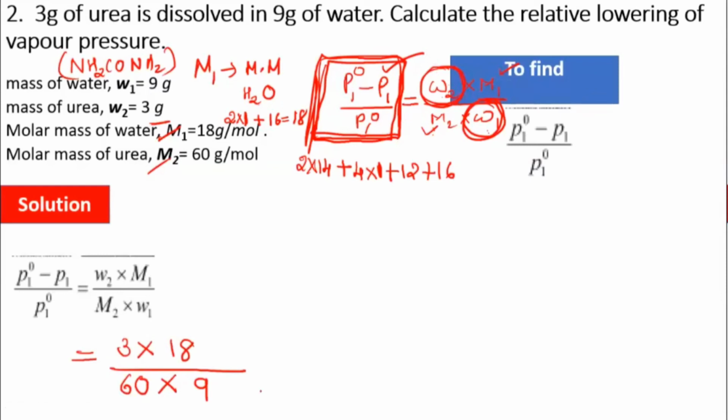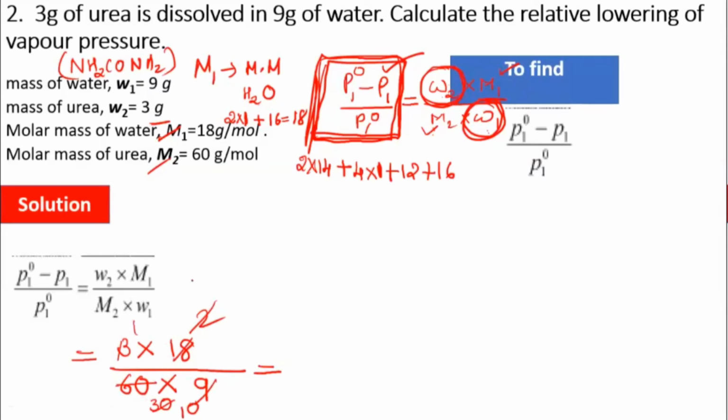Point 1, right? Everyone, point 1 you are getting. You can cancel here, see. 9 twos are 18, then this 3 twos are 6 and then 0. 3 ones are 3 and then 10. 1 by 10 I'm getting. So it's 0.1.